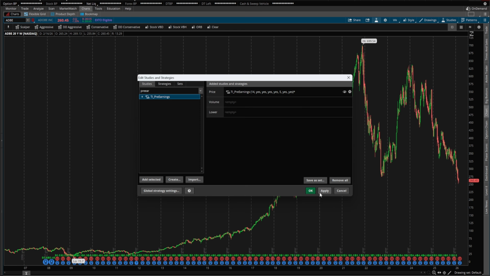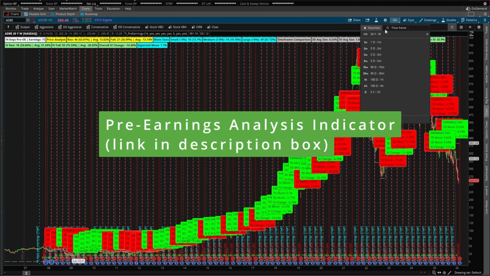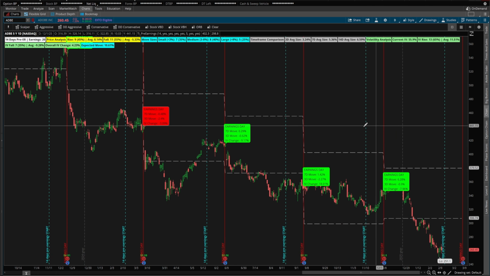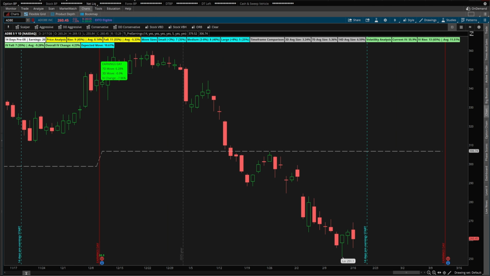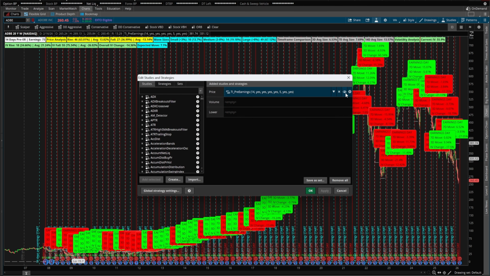We're going to use the pre-earnings analysis indicator to layer on some data and make a better educated guess around which option strategy is going to do well this earnings season. Now let's start with painting the picture of Adobe as a stock in terms of its 5-year price action, and then we can zoom into what's currently happening.